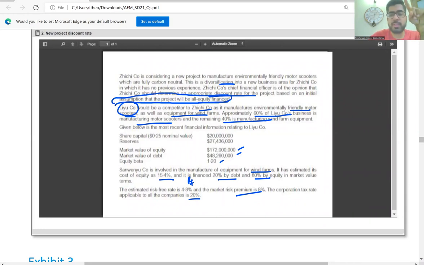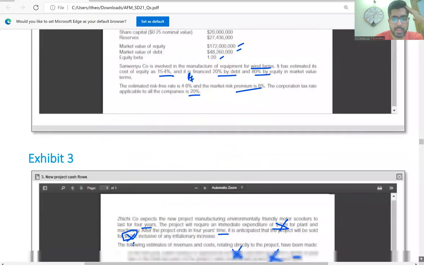So you can write one assumption that we are assuming that the project is all equity financed. One mark per assumption. Other information would be competitor information, share capital and reserves, equity beta, risk-free rate 4.8, tax rate 20%. Okay, no more assumptions here. So one mark here. Exhibit 2.